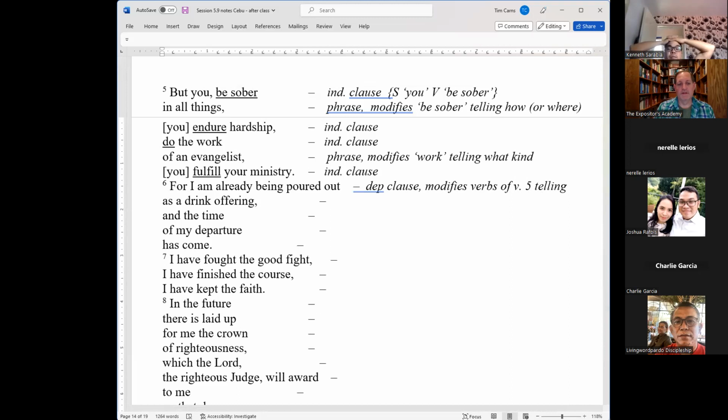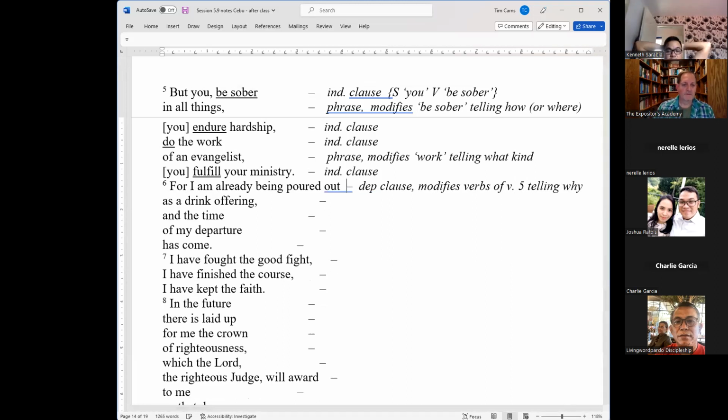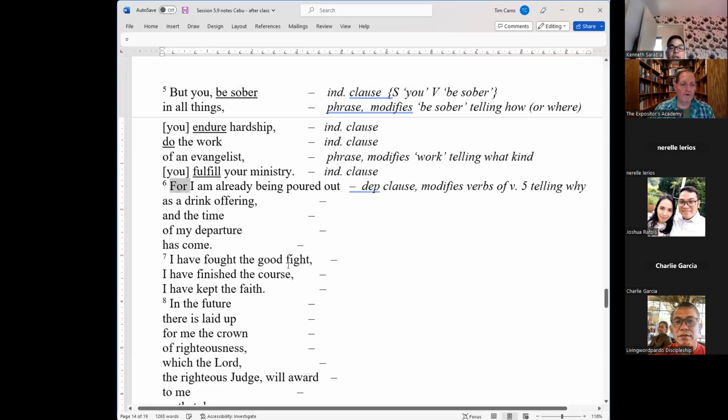I think it's telling us why. Okay, because that word "for" usually gives a reason, right? A "because." Why be sober? Why endure hardship? Why do the work? Why fulfill your ministry? Because I am being poured out. That's the reason, the motivation.